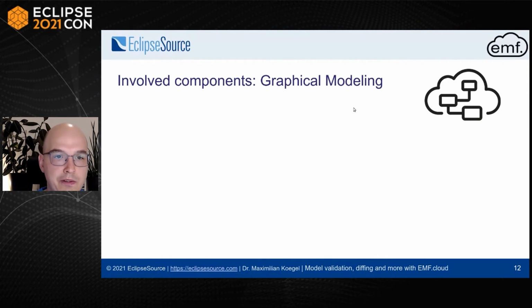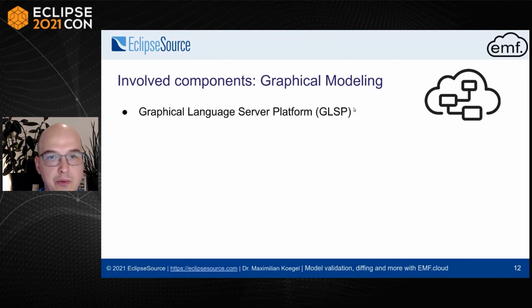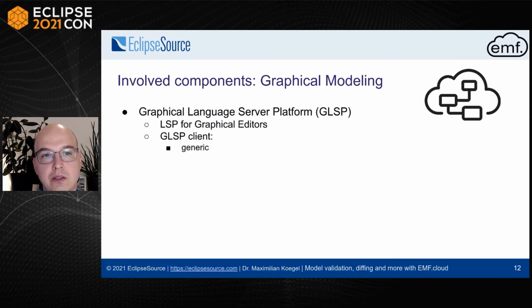Involved components for graphical modeling: the Graphical Language Server Platform, GLSP. This is like LSP, but for graphical editors. So it means that the GLSP client, the UI component, is generic. It doesn't depend on your particular DSL. It renders a graphical visualization of your DSL. So in our case, it renders tasks and flows between the tasks as a graphical notation.